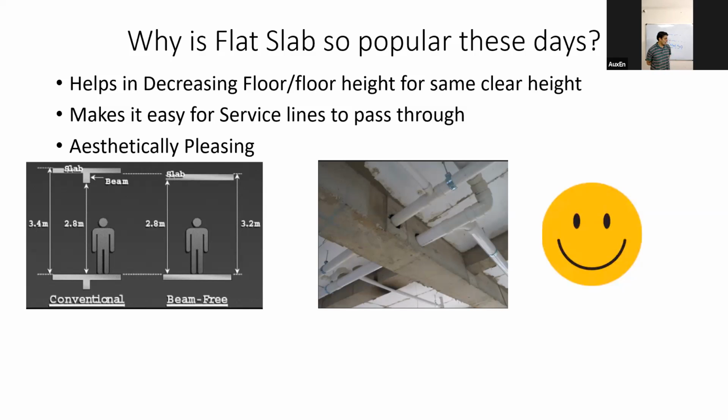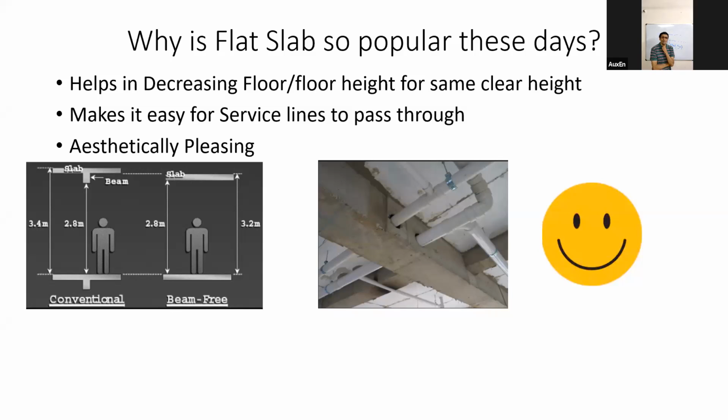What statement did I make? No, let me just rephrase it. For the same clear height, you need to provide less floor to floor height in case of flat slab systems. Understood? Is this understood to all of you? I will just repeat because things got confused.